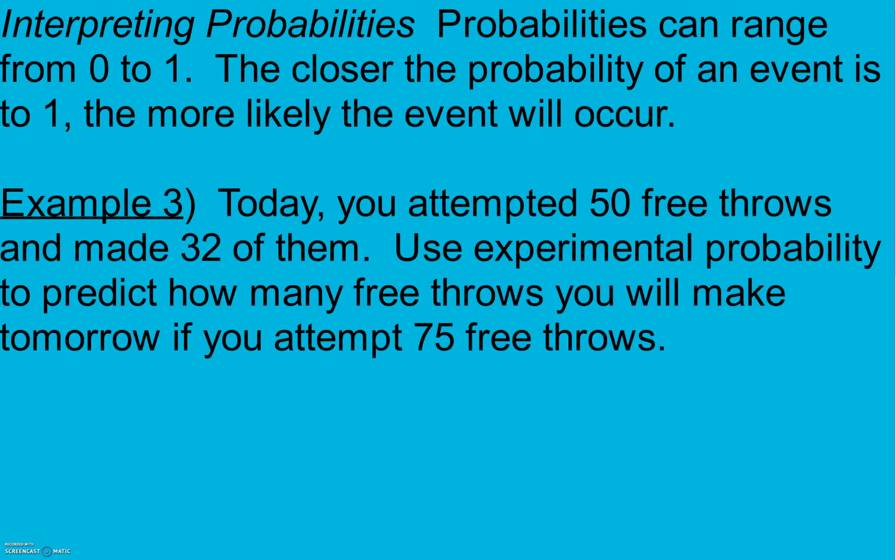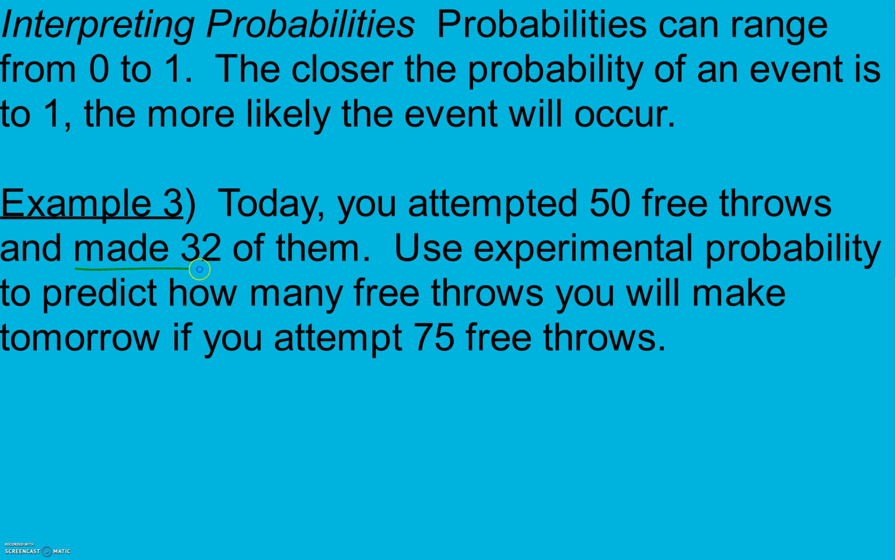Last thing here, interpreting probabilities. Probabilities can range from 0 to 1. The closer the probability of an event is to 1, the more likely the event will occur. Example 3. Today you attempted 50 free throws and made 32 of them. Use experimental probability to predict how many free throws you will make tomorrow if you attempt 75 free throws.